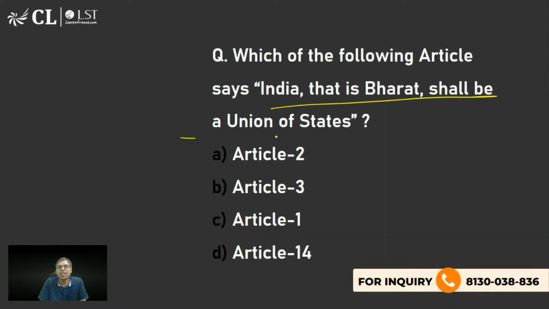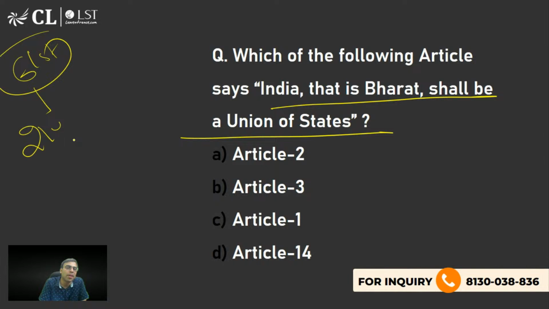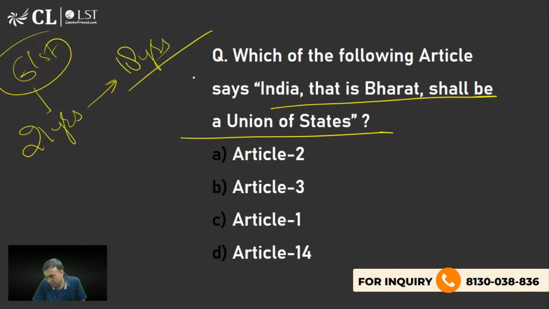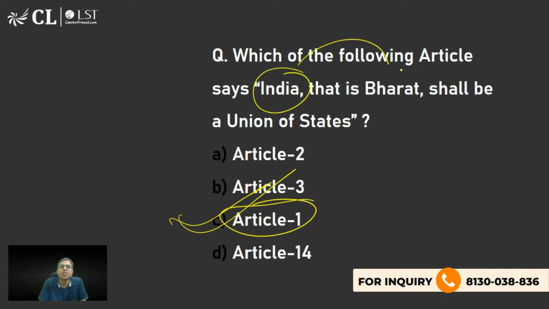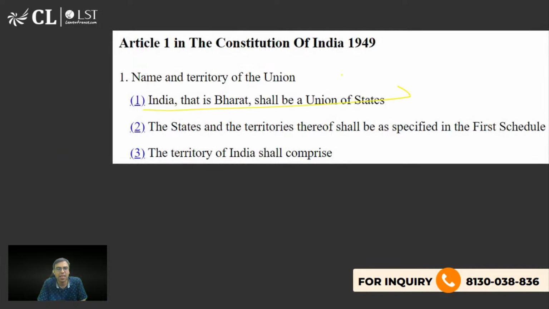The next is India, that is Bharat shall be Union of States. This is mentioned where? Yes, the right answer is B. Yes, that is right. Article 3, Article 1. Oh, sorry. C is the right answer. The first article of the Indian Constitution talks about it. There was a time when there was a debate between India and Bharat. So C is the right answer. India, that is Bharat. So this controversy was going on.